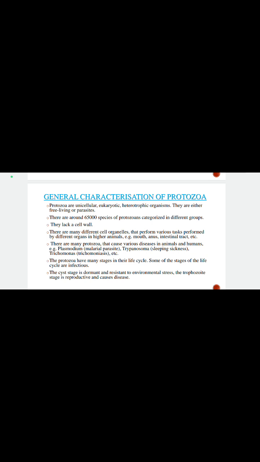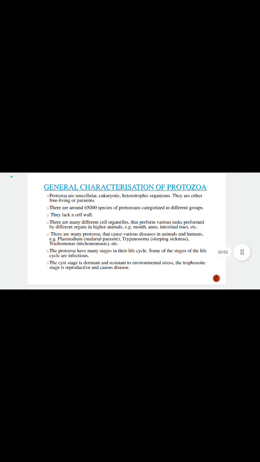There are many protozoa that cause various diseases in animals and humans. For example, Plasmodium, that is a malarial parasite, Trypanosoma, that causes sleeping sickness, and Trichomoniasis. These are the different types of protozoa causing various diseases. Then the protozoa have many stages in their life cycle. Some of the stages of this life cycle are infectious.